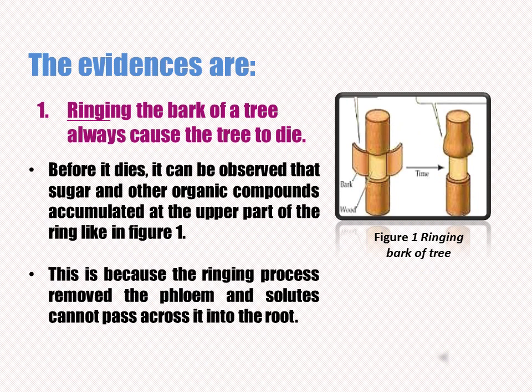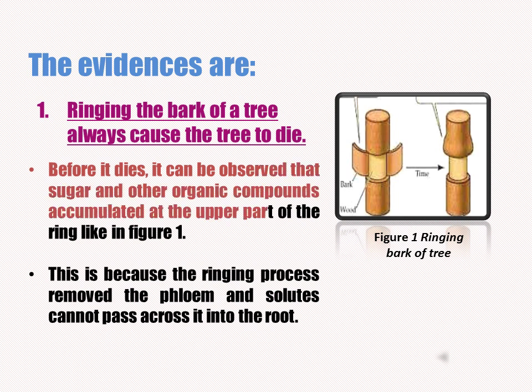The evidences are, first, wringing the bark of a tree always causes the tree to die. Before it dies, it can be observed that sugar and other organic compounds accumulate at the upper part of the ring, like in figure 1. This is because the wringing process removed the phloem, and solutes cannot pass across it into the root.